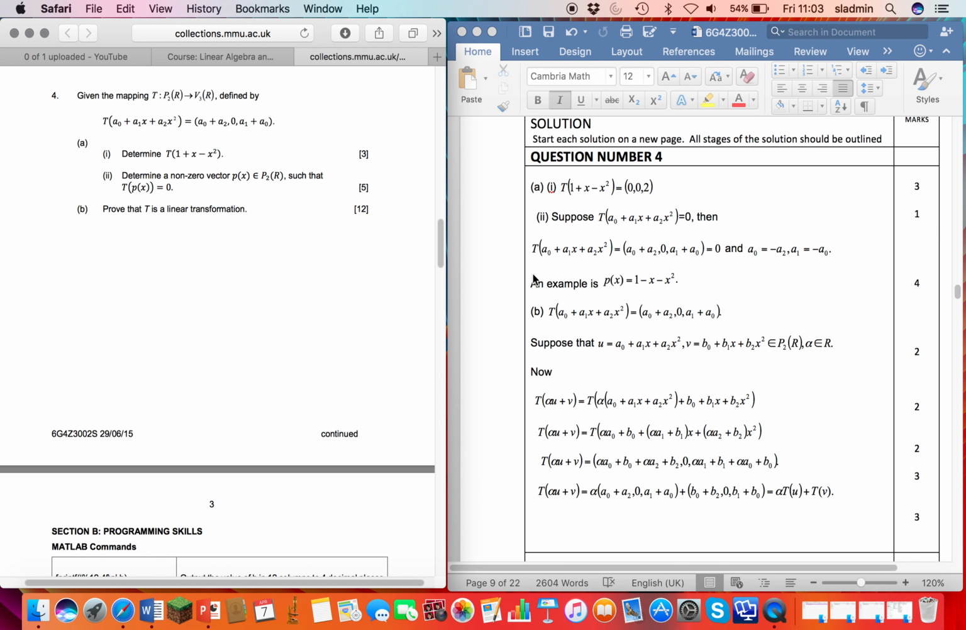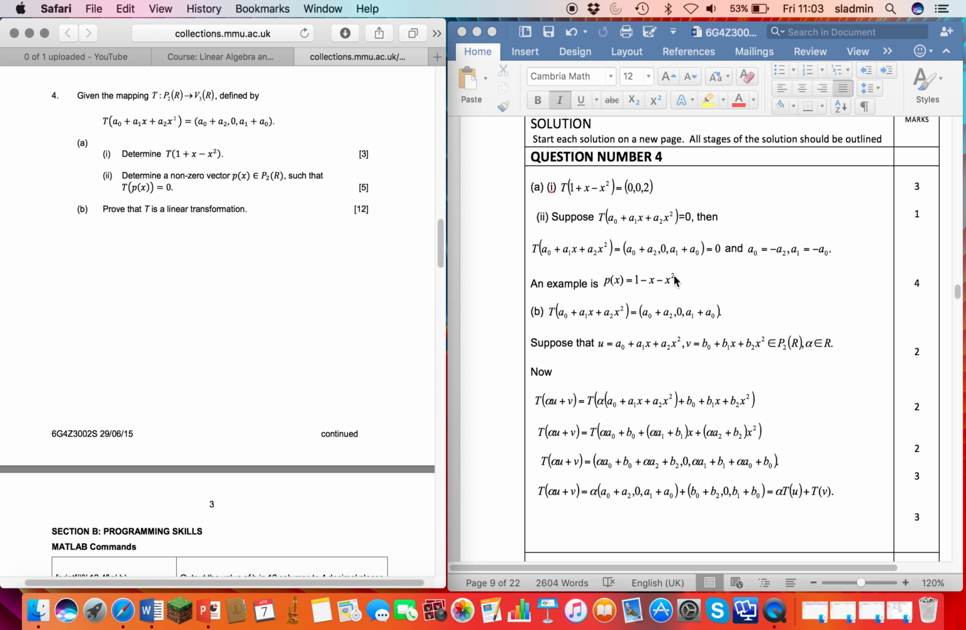For part 2, we want to determine a non-zero vector in P2R such that T of p of x is 0. If we take T of a0 plus a1x plus a2x squared, we get this three-dimensional vector. We want it to be 0, which means each component has to be 0, so a0 plus a2 has to be 0, so a0 is minus a2, and a1 plus a0 has to be 0, so a1 is minus a0. Therefore, if a1 is minus a0, a2 is minus a0, and a0 is 1, then p of x is 1 minus x squared.